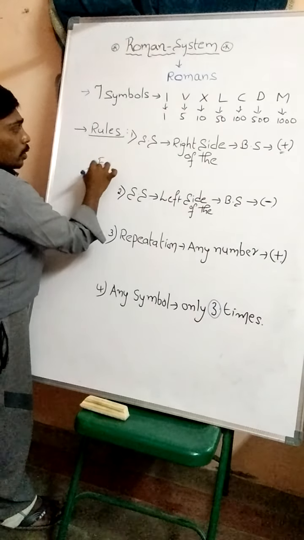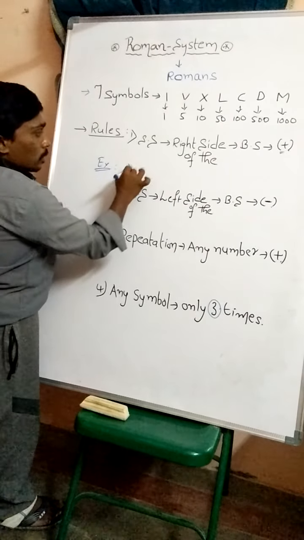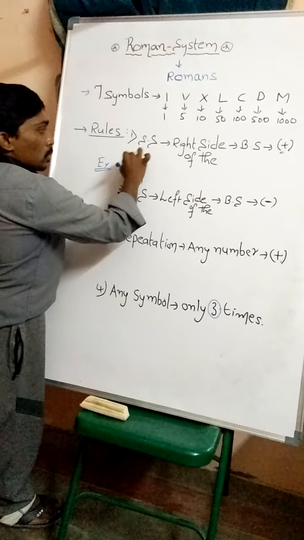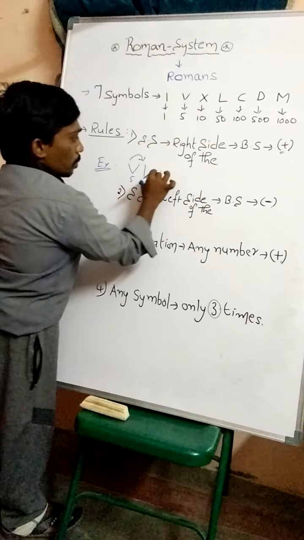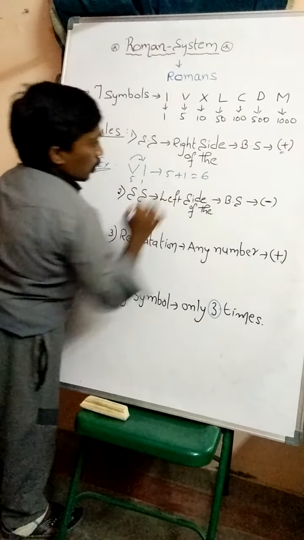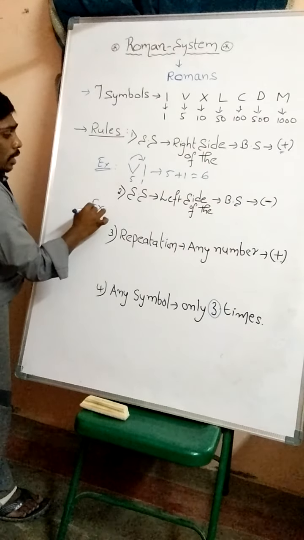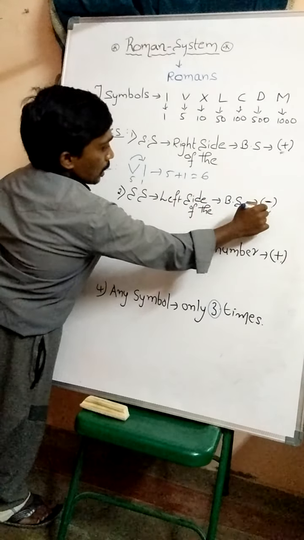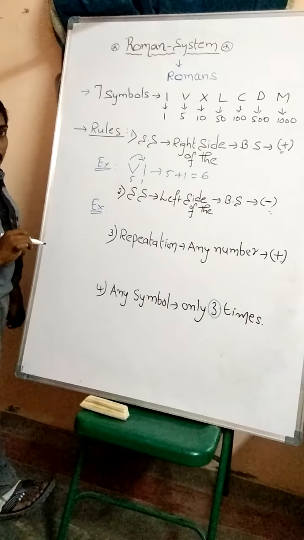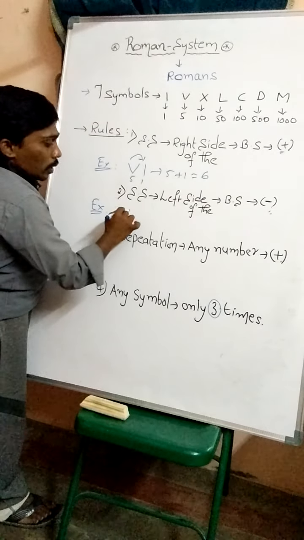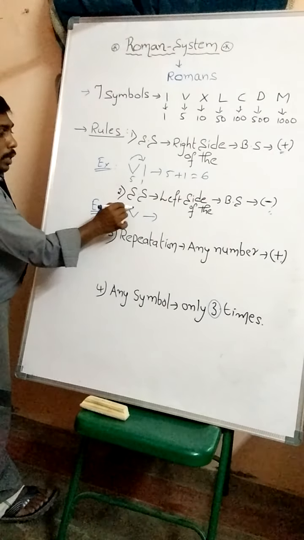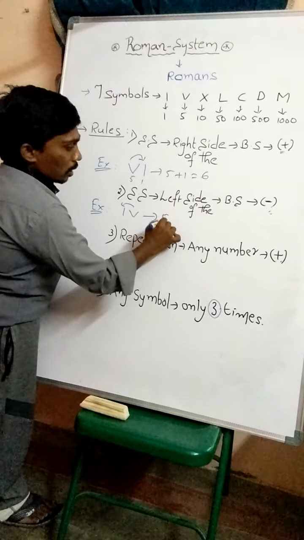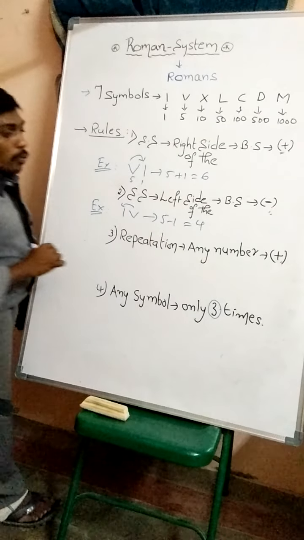Let us see one example. This is 5, this is 1. The smallest symbol is on the right side of the biggest symbol, so we do addition. 5 plus 1 equals 6. The next rule: if the smallest symbol is on the left side of the biggest symbol, then the result is subtraction. So in IV, since 1 is on the left side of the biggest symbol, we do subtraction. 5 minus 1 equals 4.